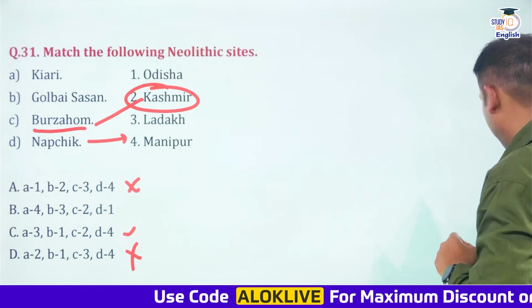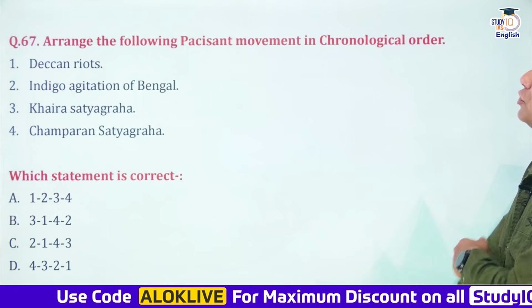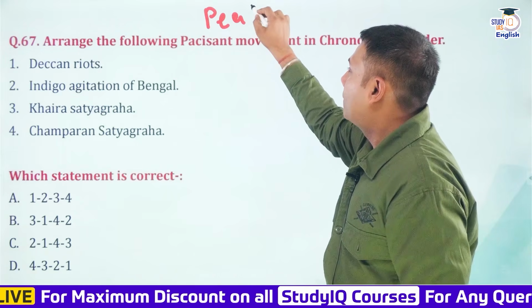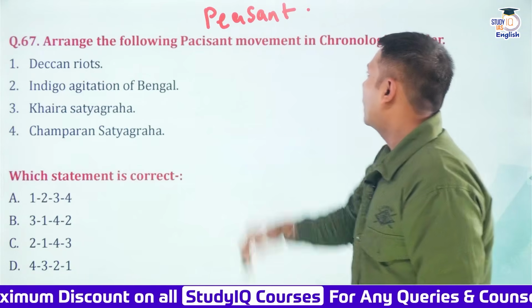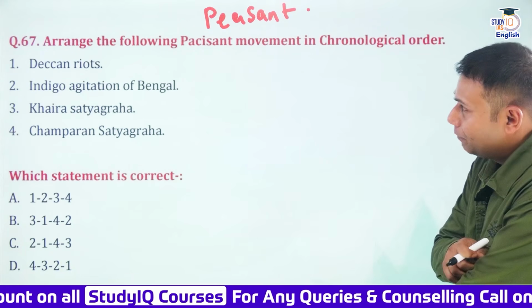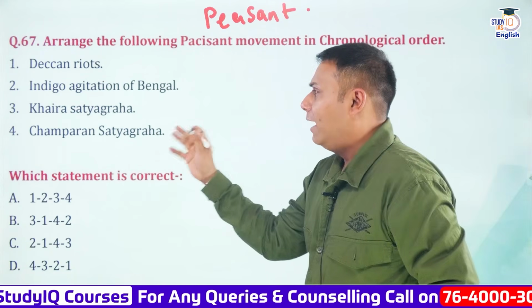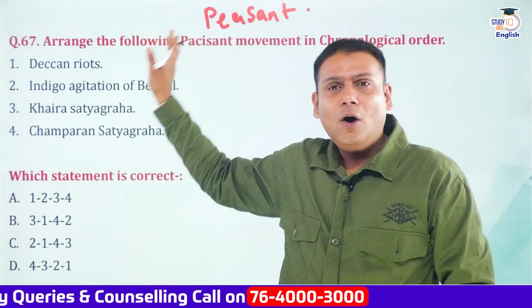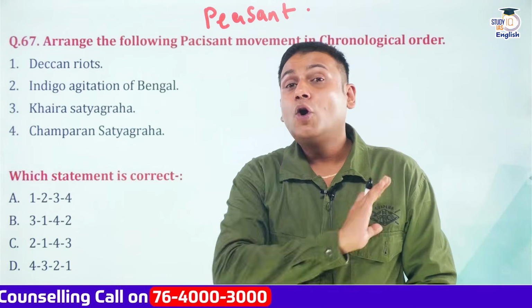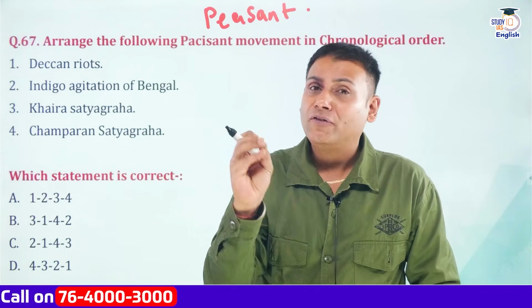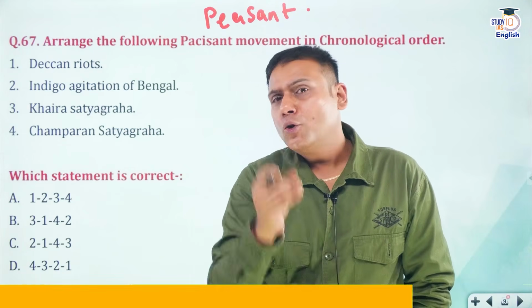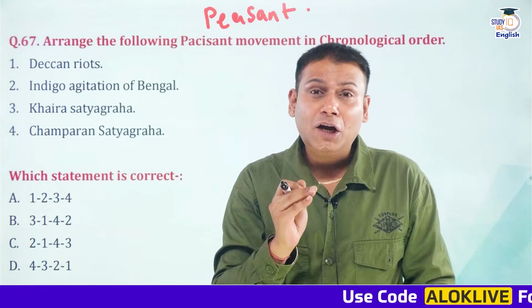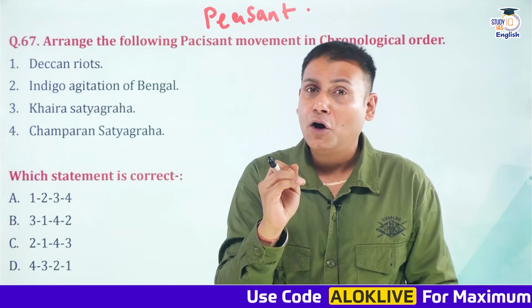I'll give you two more examples. Arrange the following peasant movements in chronological order: Deccan Riots, Indigo Agitation of Bengal, Kheda Satyagraha, Champaran Satyagraha. Suppose you know all of them are peasant movements, but you do not know the exact dates. But you know one important fact, that Champaran Satyagraha was the first important Satyagraha of M.K.